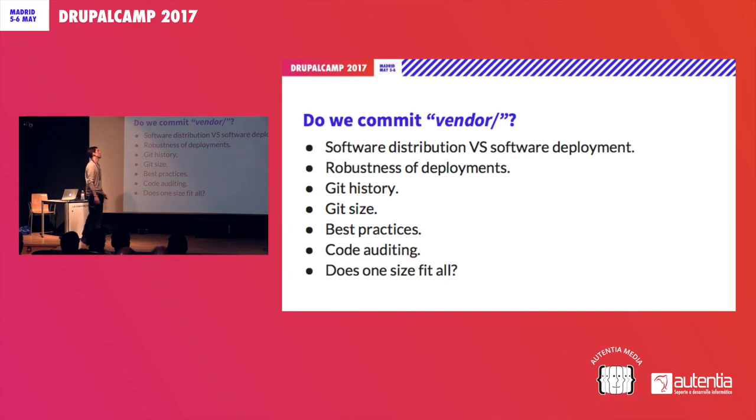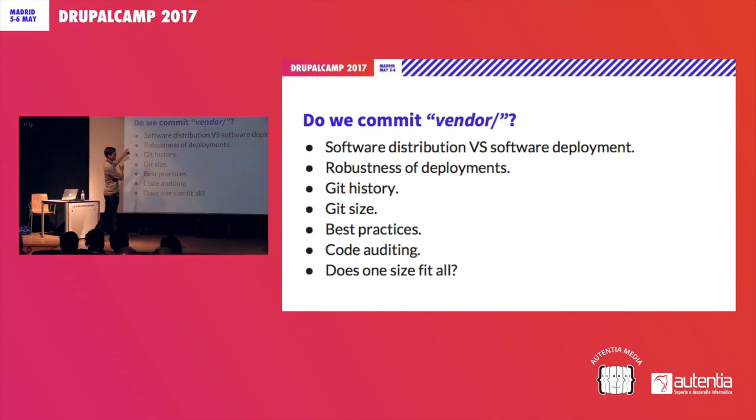So think about software distribution versus software deployment. Are you writing a web crawler library that you want to contribute to the community and that you want other people to use? Then you may be using the Guzzle library from PHP. In that case, you don't want to include Guzzle with your library. It doesn't make sense. You just put Guzzle in the Composer file, and you let Composer download Guzzle for you if someone wants to use your library.